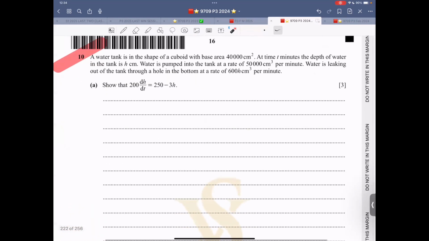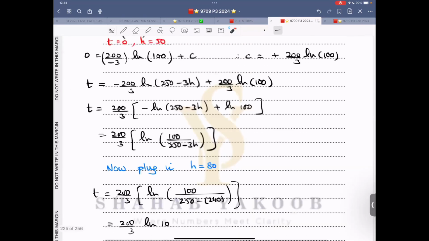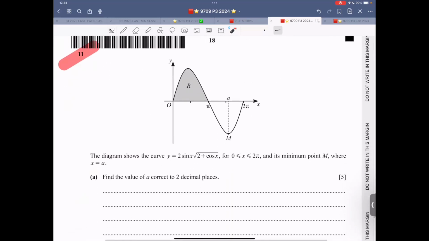Question number 10. A water tank in the shape of a cuboid. Well, I love differential equations, so I'll keep it for last. Hold for a second. Let me go to this differentiation first, and then I'll come back. The diagram shows the curve and its minimum point M, where x equals a. Find the value of a correct to 2 decimal places.